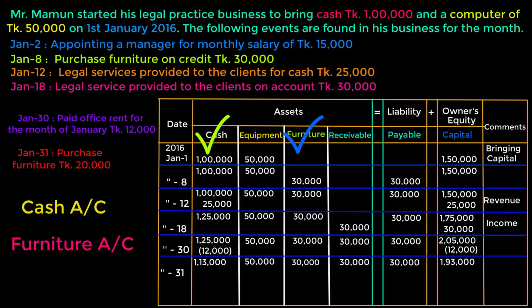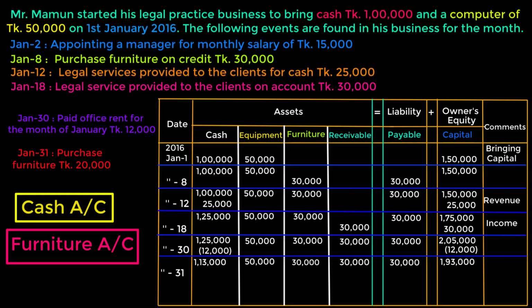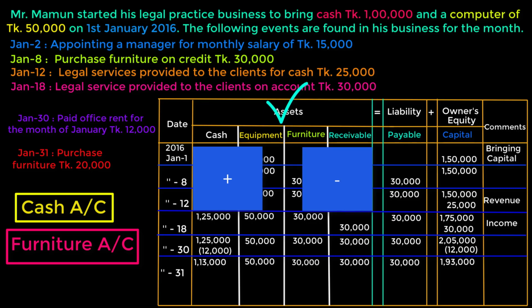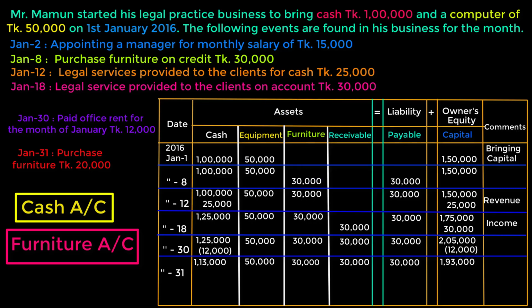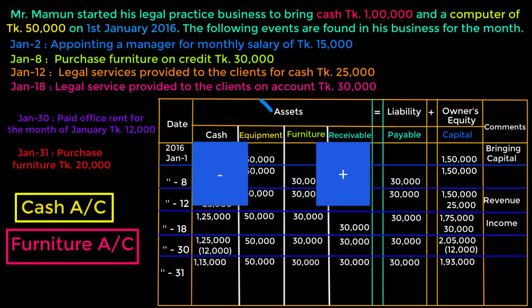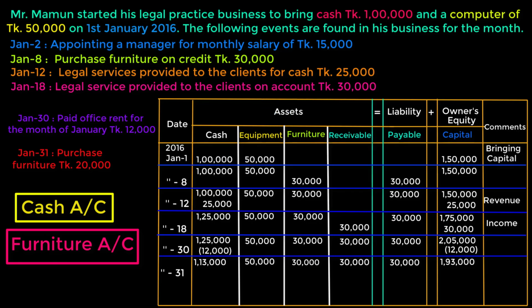What should we do now? We will have to apply trick 2 here. That means if we get any one of these two accounts as plus in this left hand side, then the other account will be minus in this left hand side. Or if we get any account of these two accounts as minus in this left hand side, then the other account will be plus in this left hand side. The same process is also applicable for the right hand side.